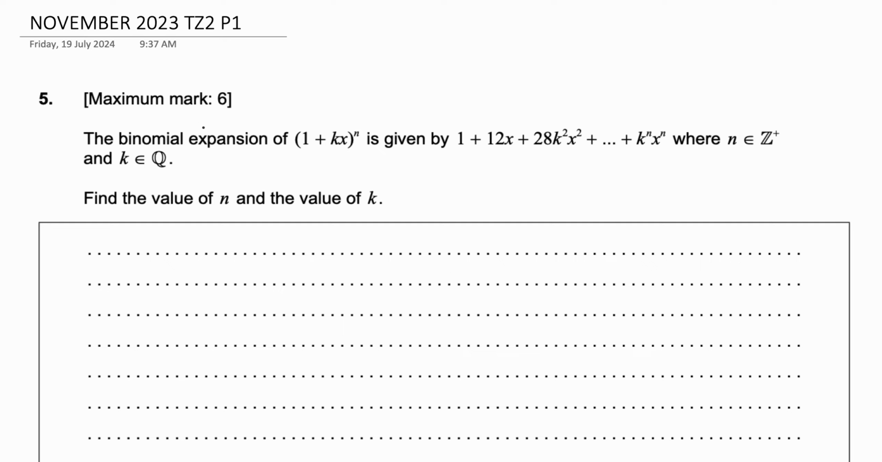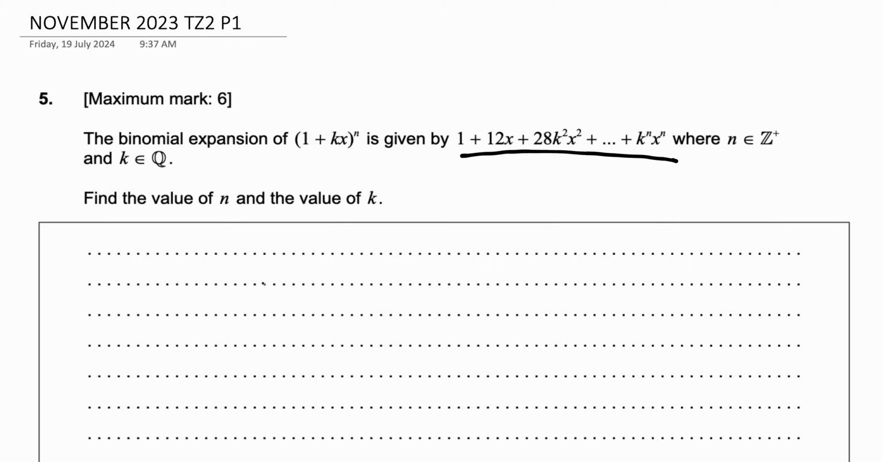Today we're going to be solving a problem from the November 2023 IB Mathematics AHL Paper 1. This is a 6-mark question. Let's get started. The binomial expansion of (1 + kx)^n is given by this expression right here: 1 + 12x + 28k²x² + ... + k^n x^n at the end. So just like a general equation they've given. And find the value of n and the value of k. Okay, so that's the whole 6 marks.